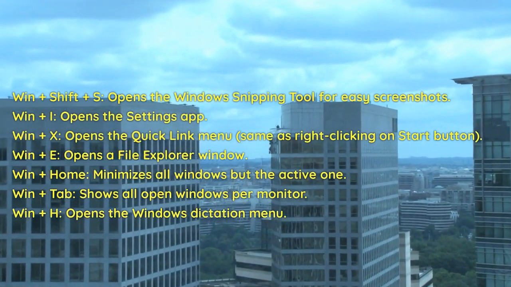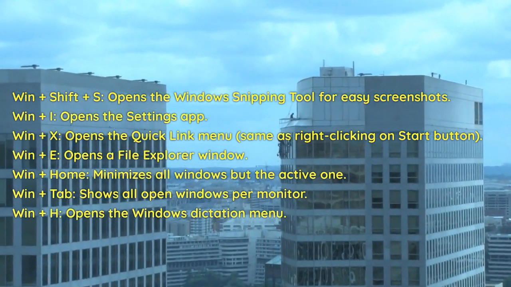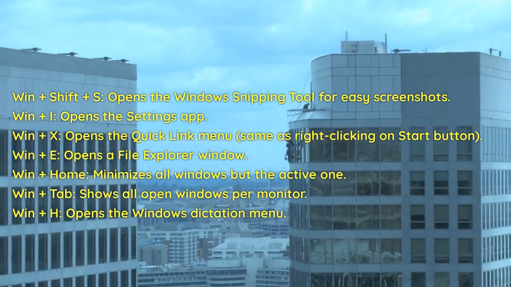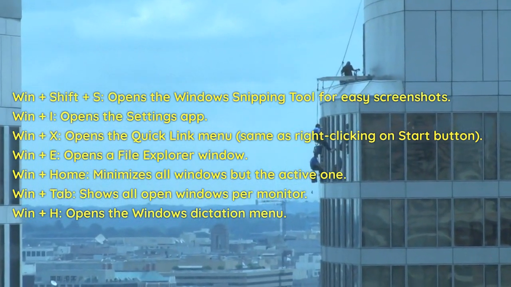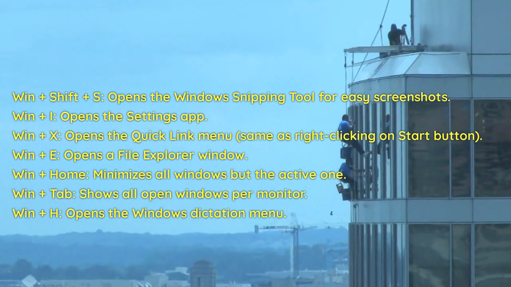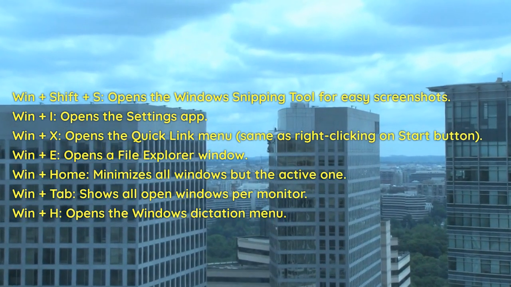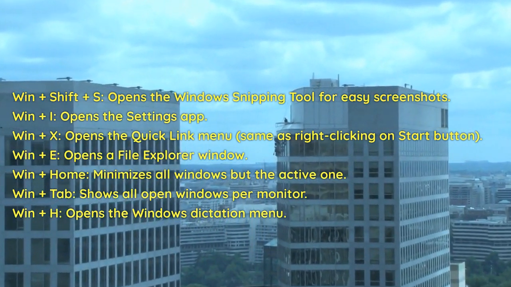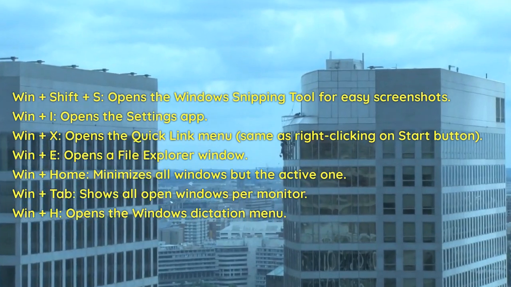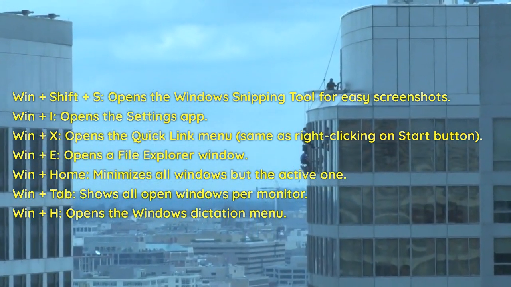Win+Shift+S opens the Windows snipping tool for easy screenshots. Win+I opens the Settings app. Win+X opens the Quick Link menu, same as right-clicking on the Start button. Win+E opens a File Explorer window. Win+Home minimizes all windows but the active one. Win+Tab shows all open windows per monitor. Win+H opens the Windows dictation menu.